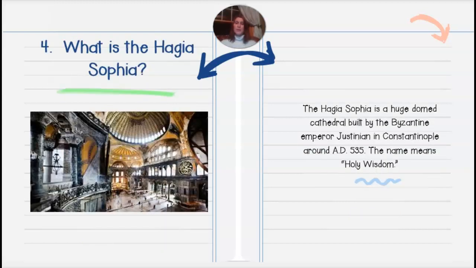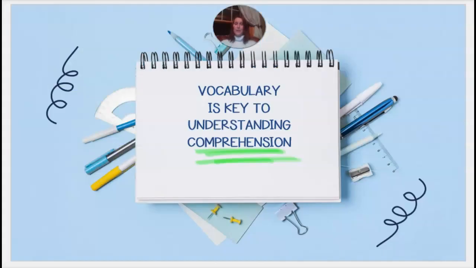Question number 4. What is the Hagia Sophia? The Hagia Sophia is a huge domed cathedral built by the Byzantine Emperor Justinian in Constantinople around AD 535. The name means holy wisdom. And this is a picture of the inside, but there are lots of pictures that you can search up of the beautiful domed church cathedral.